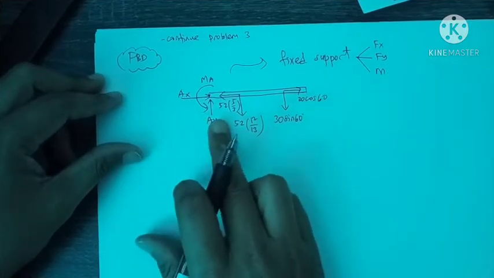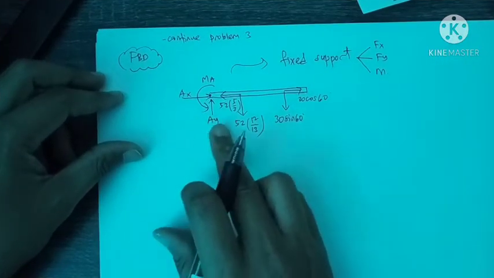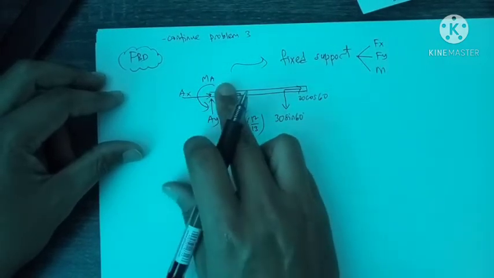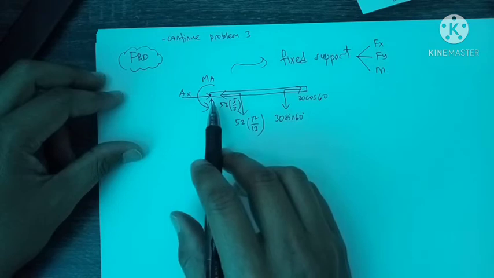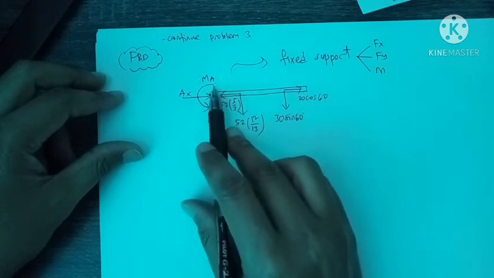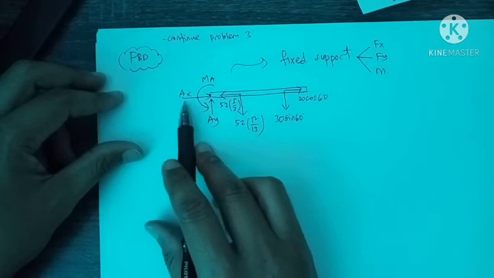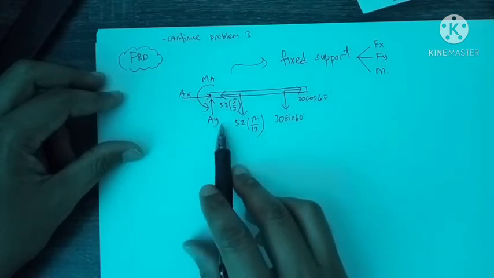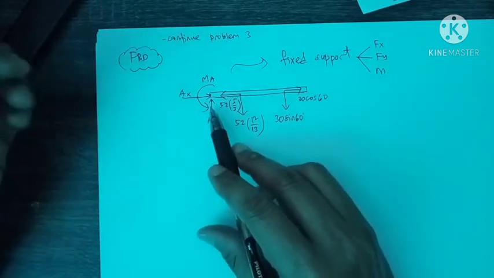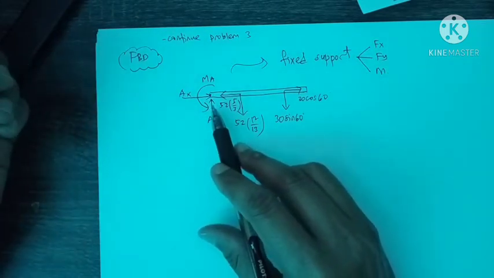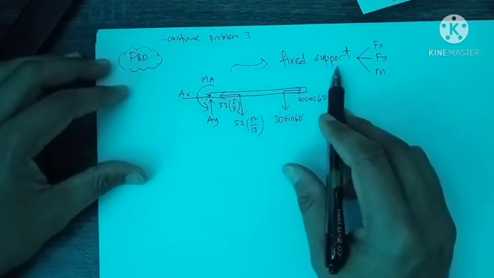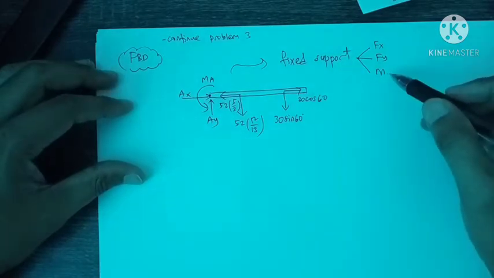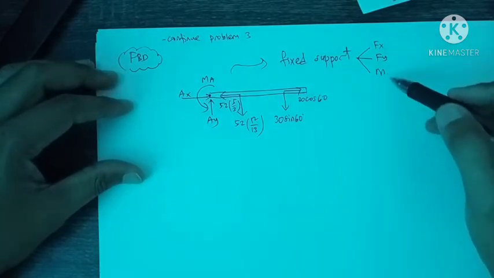Now we know that the ball at point A will react in three unknowns. The ball at point A will produce reaction moment MA, force in X direction AX, and also force in Y direction AY. So the ball actually is an example of the fixed support. You have learned before the fixed support will exert three unknowns, forces X and Y and moment.